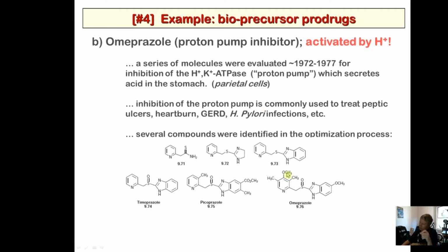And this will have an effect on the mechanism that we're going to see. Okay. And also they changed around the substituents on the benzimidazole, so they added a methoxy group there, and all of this kind of affects the electronics of the drug.